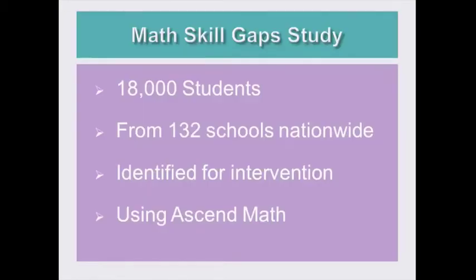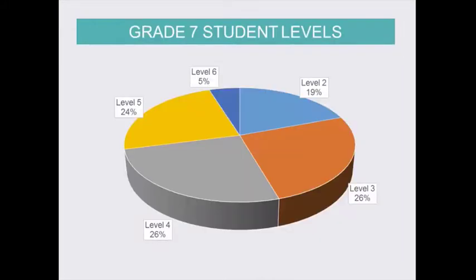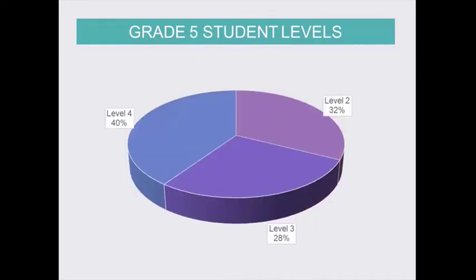Earlier this year, Ascend Education conducted a study of more than 18,000 students identified for RTI and taking the level recommendation test. These students represented 132 schools nationwide. Grade 7 students in the study were nearly evenly split, with a functional grade level of 2, 3, 4, and 5 grade levels below the 7th. Results for grade 5 were similar, with students at 1, 2, 3 levels below grade.